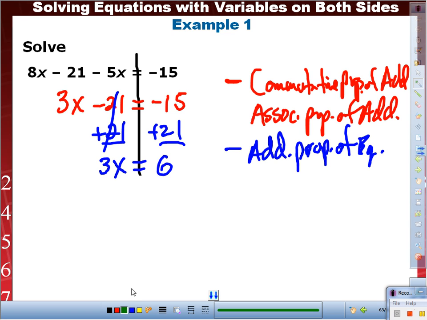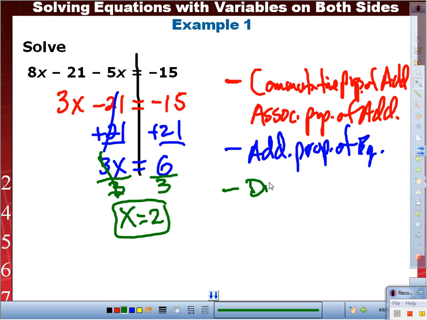Next. Connor. Divide each side by what? And we get what? X equals 2. What property did you use? Division property of equality. See what we're doing now? So basically we're solving, but we're using properties to justify what we did. Okay?